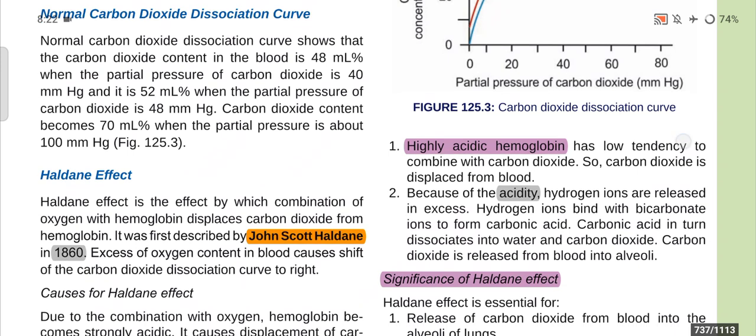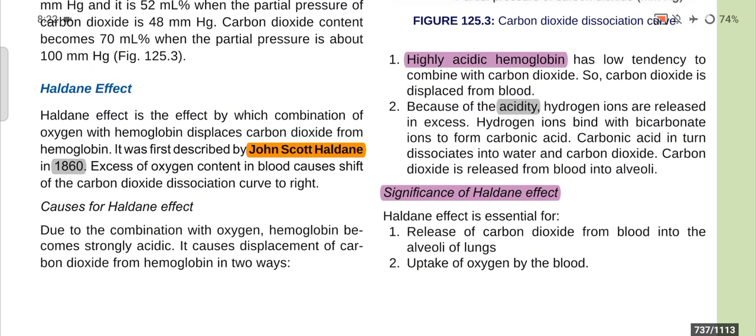Now, Haldane effect. Haldane effect was first described by John Scott Haldane, and Haldane effect is the effect by which the combination of oxygen with hemoglobin displaces the carbon dioxide from hemoglobin. And what is the cause?